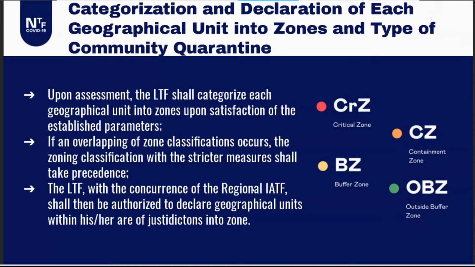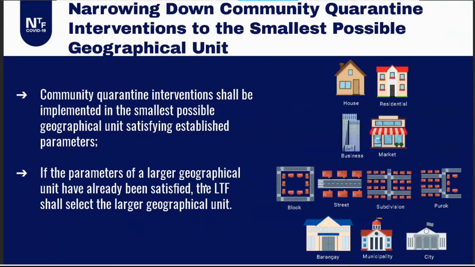Now, ang next step na kailangan gawin natin, after we have categorized and declared each zone into a critical zone and na define na po natin kung anong community quarantine yung kailangan niyang gawin, 'di ba po? If you are under a critical zone, the community quarantine ay enhanced community quarantine. And if you are under a containment zone, it is the modified enhanced community quarantine, and the same follows for the buffer and outside buffer zone. Now, ito po. In doing so, the local task force together with the regional IATF must ensure that community quarantine measures are implemented to the smallest possible geographical unit.